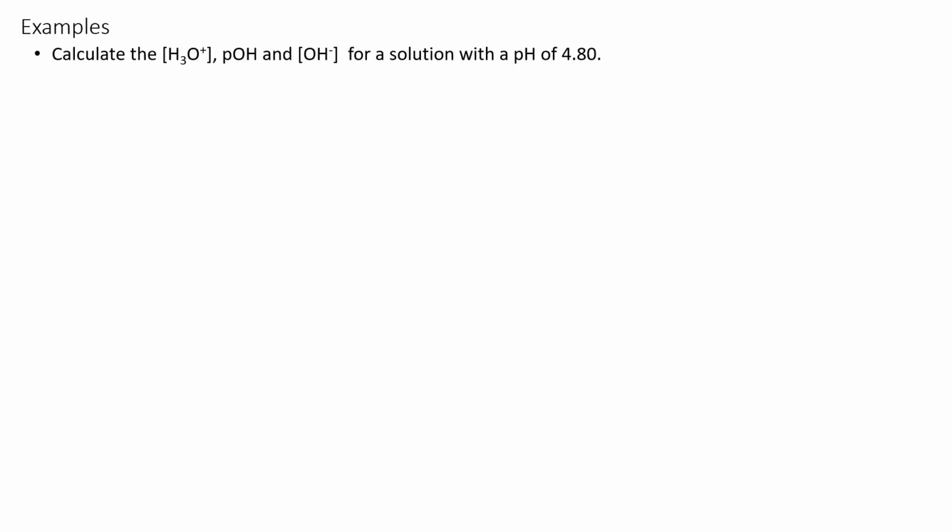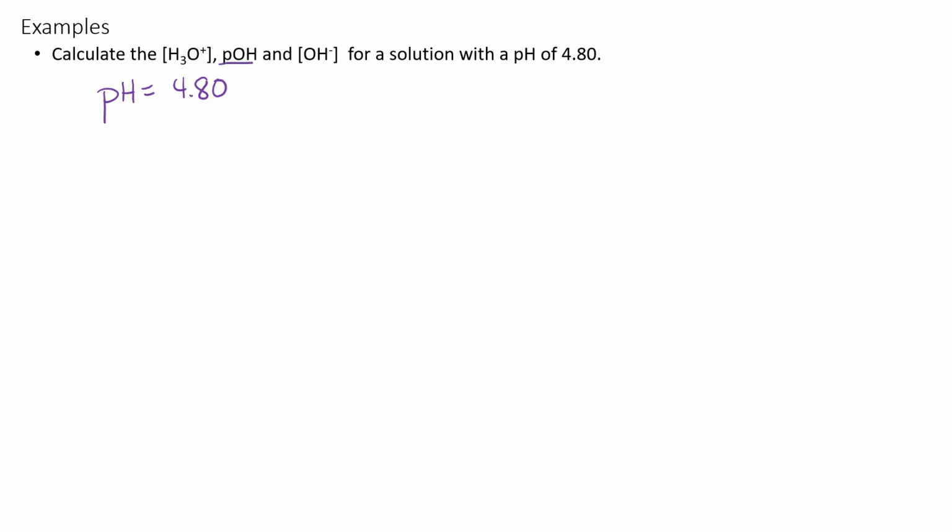All right, so in this one, calculate the H3O, the pOH, and the OH for a solution with a pH of 4.8. So hopefully you have those equations written down. If you don't, I would go back in the video and record those equations. I'm only going to write down the ones that I'm going to use. I have a pH equal to 4.8, and I want to find the H3O, the pOH, and the OH.